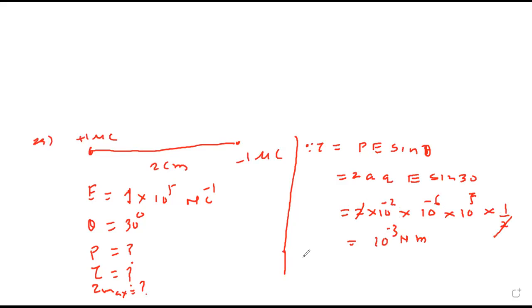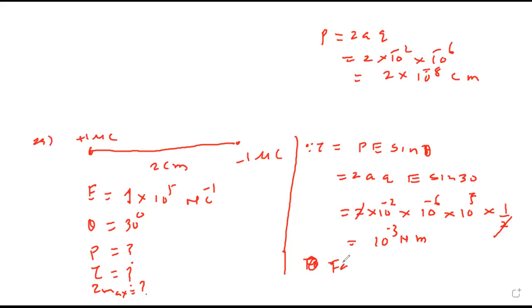So first part over. Now even P they want separately. P equals 2aq, that is 2 centimeter into q, which is 10 raised to -6. So 2 into 10 raised to -8 coulomb meter.